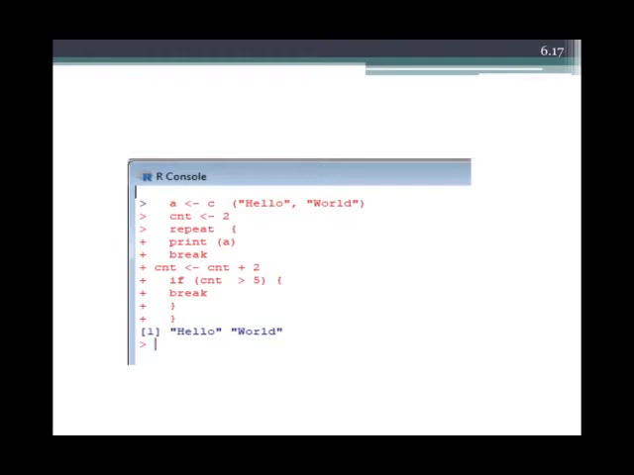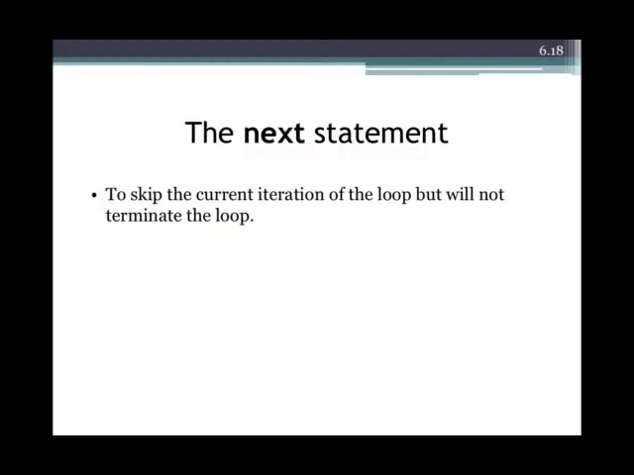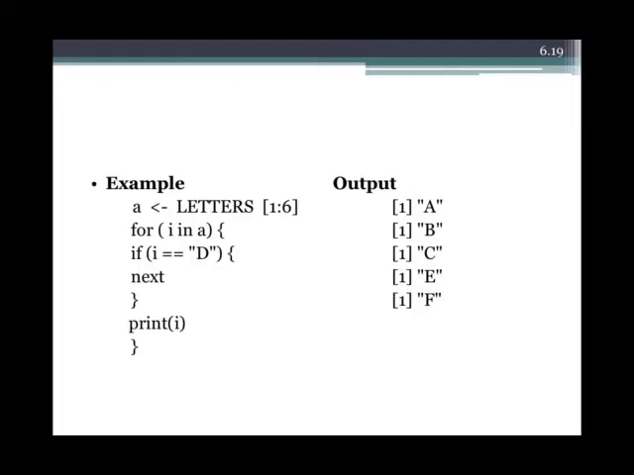So we have the condition where we have said that if that value is greater than 5, we break out of the program. The next statement will not exit the loop, but will recycle the loop again. It will go back and say, start this loop all over again. So here we have the letters 1 to 6, and for A and D, we have said that if I is equal to D, we say next, which means the loop will restart, or rather go on to the next iteration. And if it is not, we have print I.